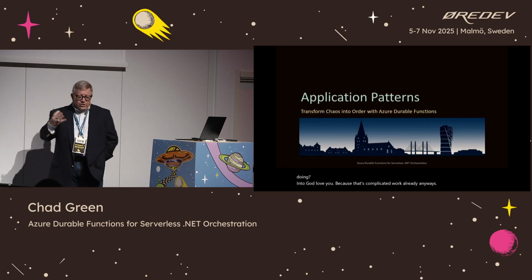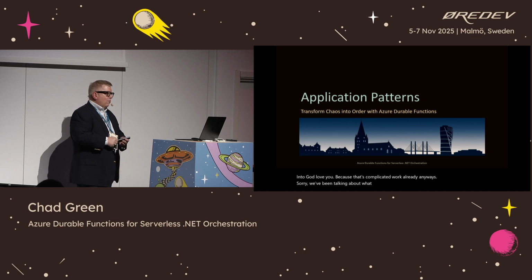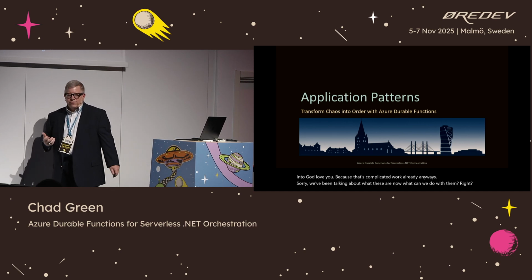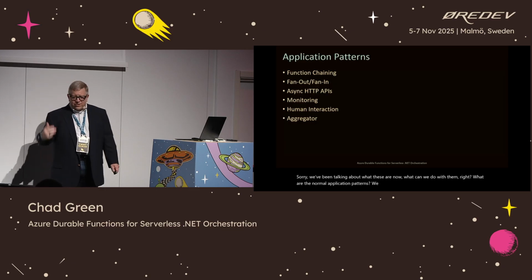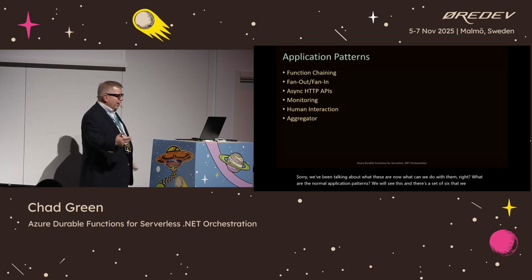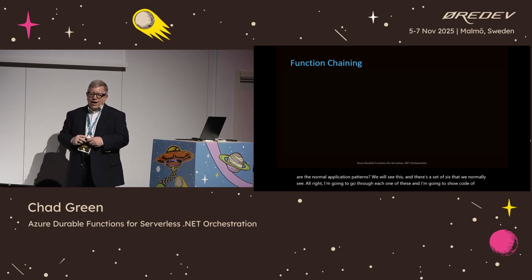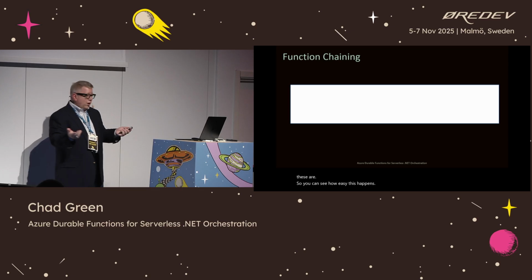So, all right, we've been talking about what these are. Now, what can we do with them? What are the normal application patterns where we would see this? And there's a set of 6 that we normally see. I'm going to go through each one of these, and I'm going to show code of how these are implemented so you can see how easy this is. So the first one is function chaining.